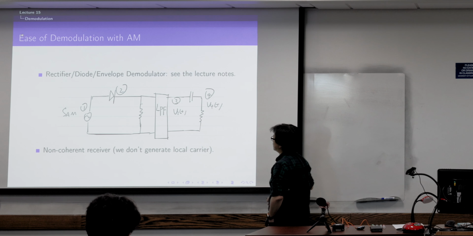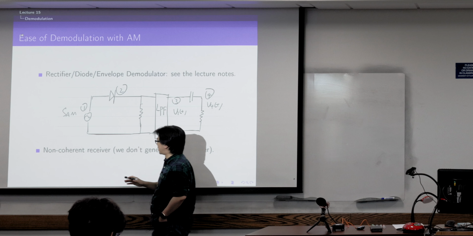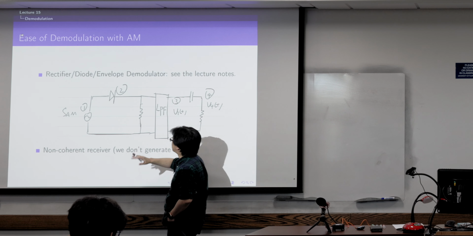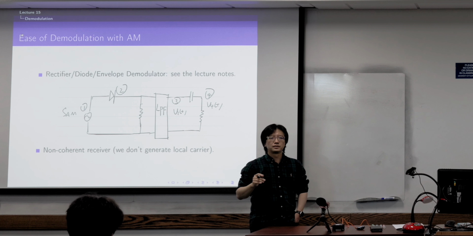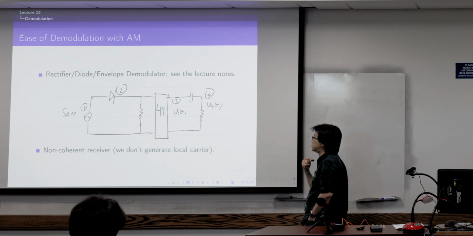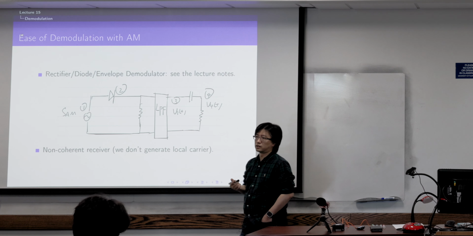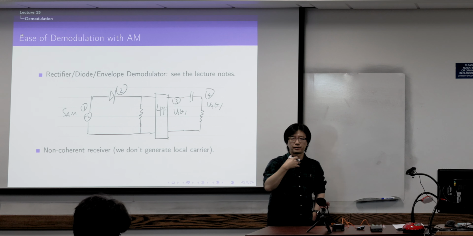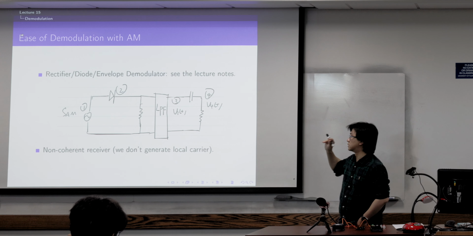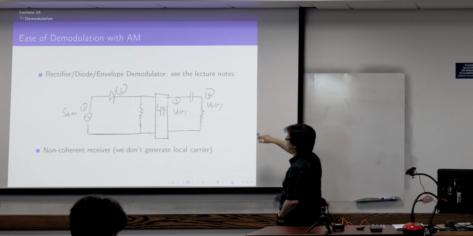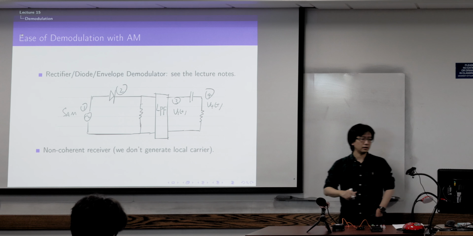One thing I want to emphasize, which I think I forgot to mention, is that the only point of using this kind of structure is that it's non-coherent. It means we do not need to generate a local carrier, which may have a different phase compared to the transmitted signal. That's the main reason we use this kind of demodulator.